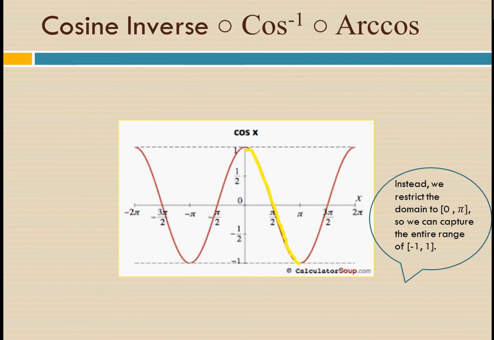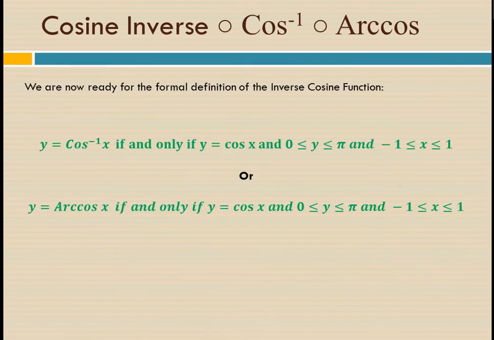If I highlight that yellow part of the graph, now I've captured all of the range values from negative 1 to 1 and created a 1 to 1 function. So now we can define our cosine inverse. Notice the y values are between 0 and pi, and the x values between negative 1 and 1. Remember, we restricted the domain of the cosine, which restricts the range of the inverse. And then here's the same notation in arc cosine.